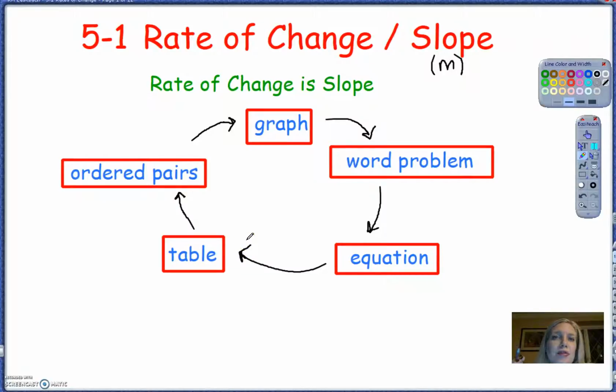Now, when you're writing these in your notes, you do not have to write them in a circle. You can just list them out. But we're going to go through each one of these ways on how to find the rate of change.